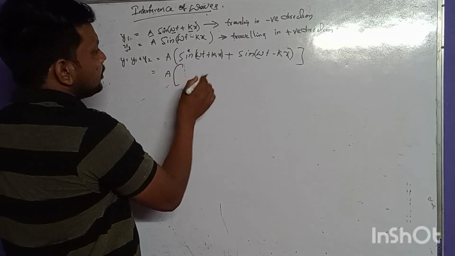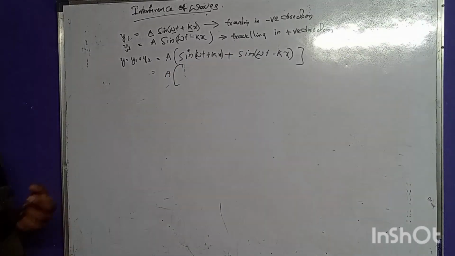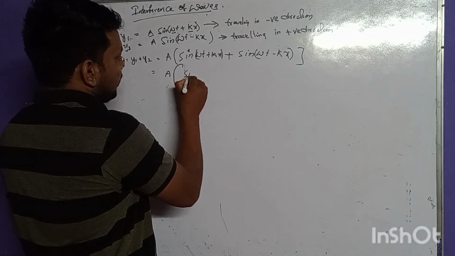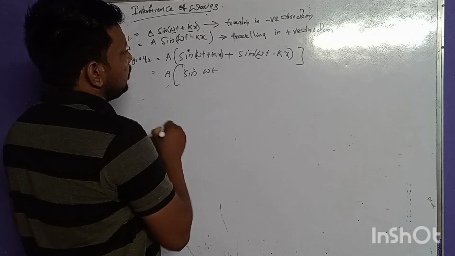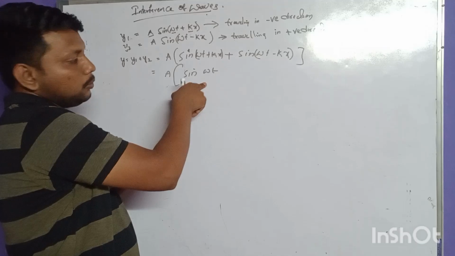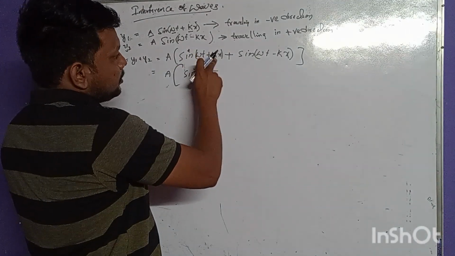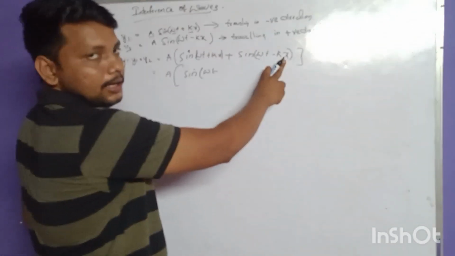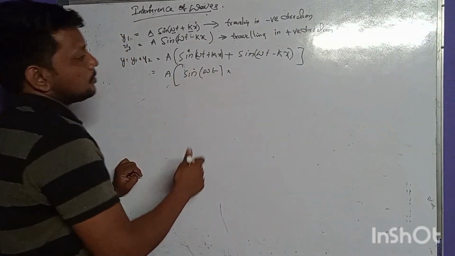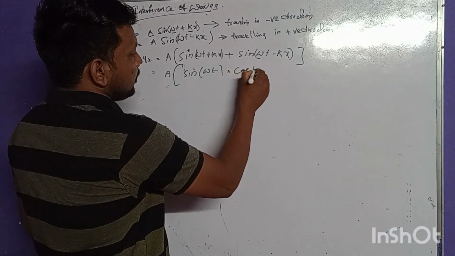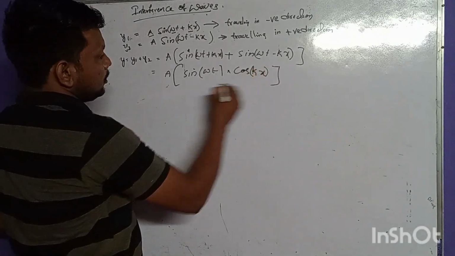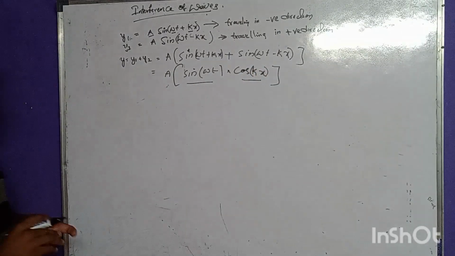This is sin A plus sin B, that is 2 sin((A plus B) by 2) cos((A minus B) by 2), that is sin of 2 omega t by 2, right? kx minus kx gets cancelled, right? Into cos((A minus B) by 2), that is cos kx. Here these are two waves multiplied, right?